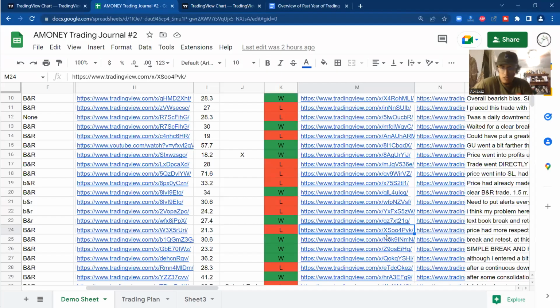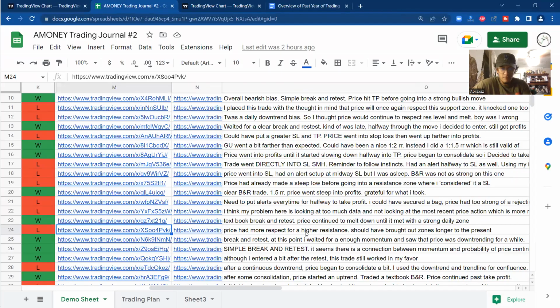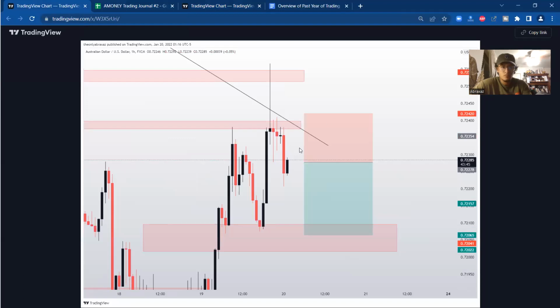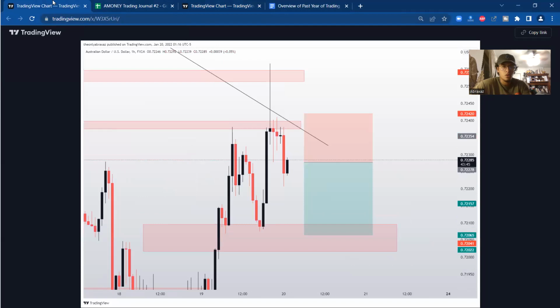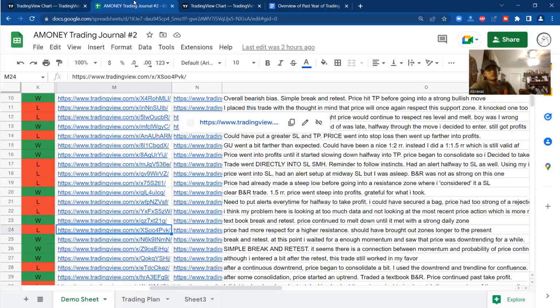Yo, AUDUSD. Let's see what I said. Price had more respect for higher resistance. Should have brought out zones longer to the present. Oh, okay. Yeah, even just based off of this data, it has been continuing to make higher highs. So I wouldn't have taken this now. Just looking at this, this is not significantly higher, but it is a higher high. Even this right here. So yeah, I wouldn't have taken this today. It wouldn't have made sense.